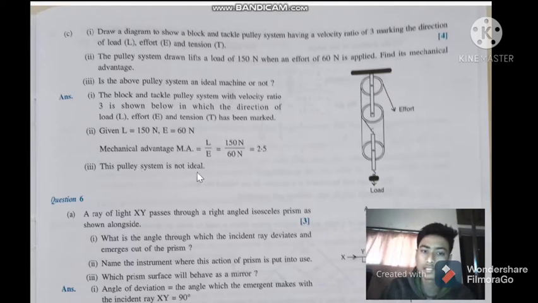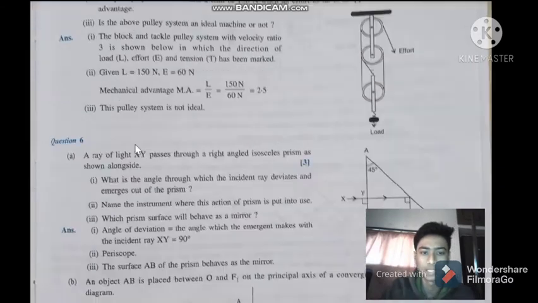The pulley system is not ideal itself because we cannot obtain more than one value in case of mechanical advantage, because for an ideal machine, which is itself difficult to obtain, that is maximum one. How can you get more than one? 2.5, not possible. Next question.